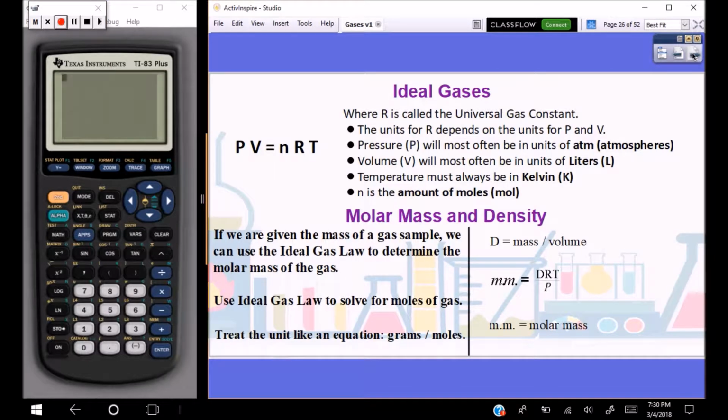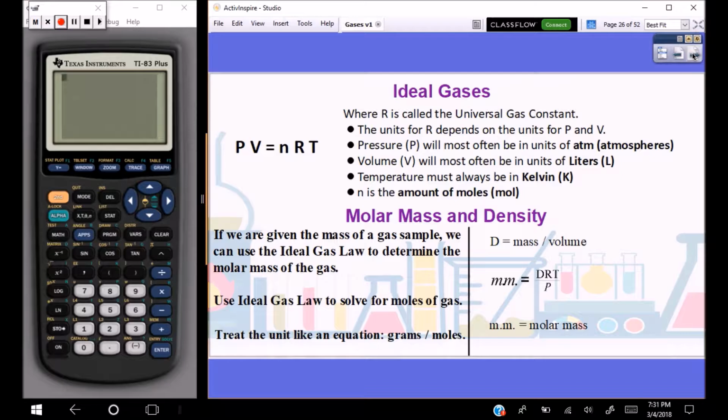So the ideal gas law. Ideal gas law is PV equals nRT. Here the units are very, very specific. With the simple gas laws, we didn't care about the units as much, with the exception of temperature. Temperature always has to be in Kelvin. With the ideal gas law, all of the units are going to be dependent on your gas constant.